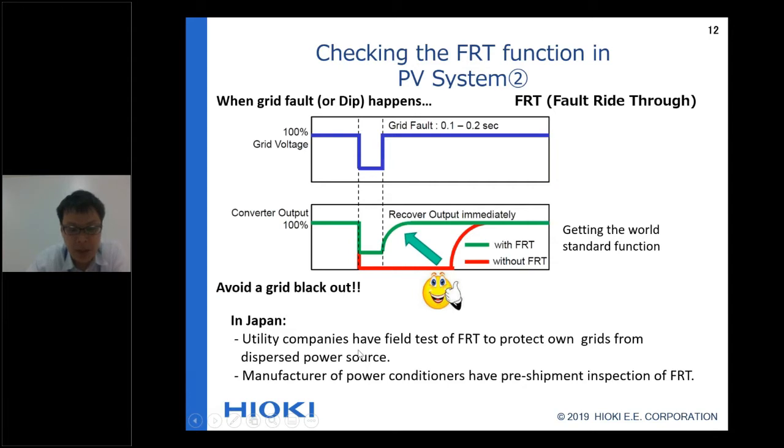So in Japan, utility companies have field tests of FRT to protect their own grids from dispersed power sources. Manufacturers of power conditioners have pre-shipment inspection of FRT. So all PCS manufacturers have to do this kind of test because of this big issue.